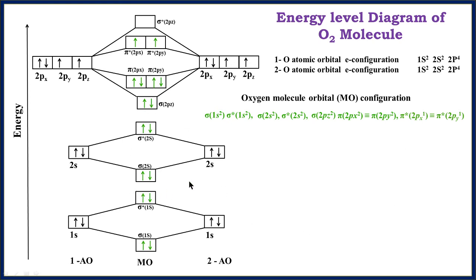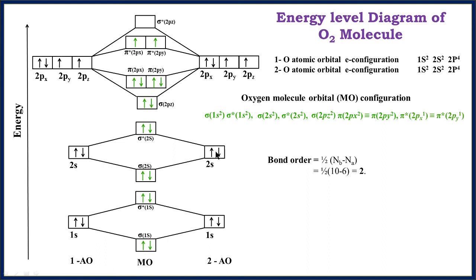By using this molecular orbital configuration or this molecular orbital diagram, we can calculate the bond order of the O2 molecule. For that we have one formula. Bond order is equal to 1 by 2 into the number of electrons in bonding molecular orbitals minus the number of electrons in anti-bonding molecular orbitals. Already we know that the molecular orbitals having lower energy compared to the atomic orbitals are the bonding molecular orbitals. So this is bonding, this is anti-bonding.